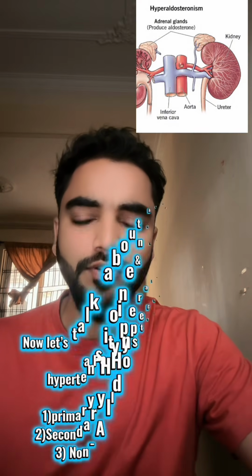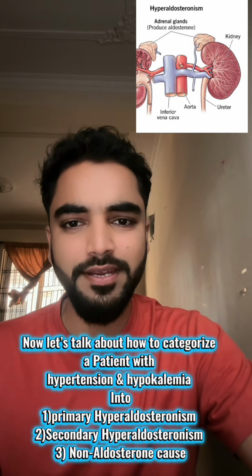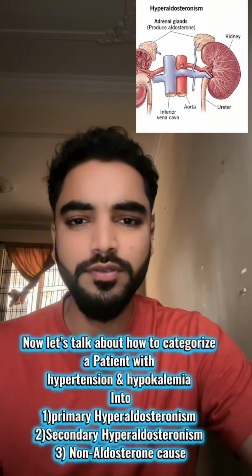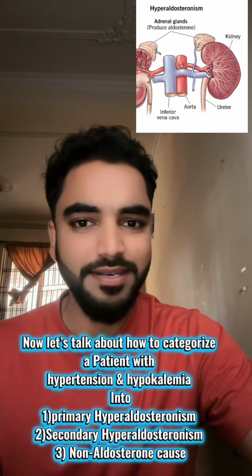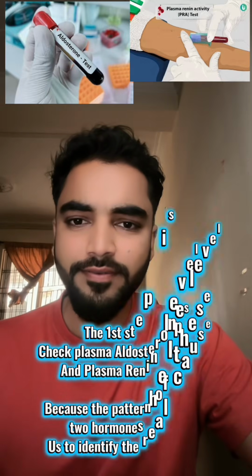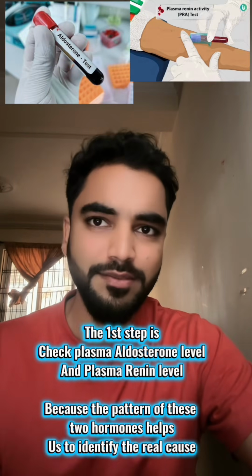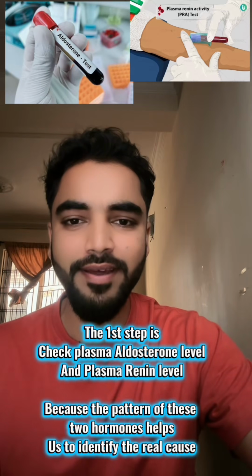Now let's talk about how to categorize a patient who comes with hypertension and hypokalemia into the primary hyperaldosteronism group, the secondary hyperaldosteronism group, or a non-aldosterone cause of hypertension and hypokalemia. The first step is to check the plasma aldosterone level and plasma renin level, because the pattern of these two hormones helps us to identify the cause. So let's first talk about the first case.